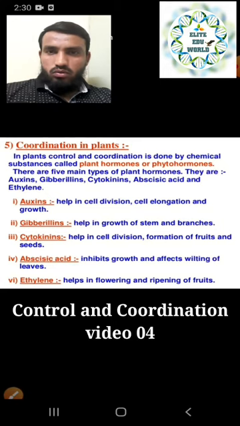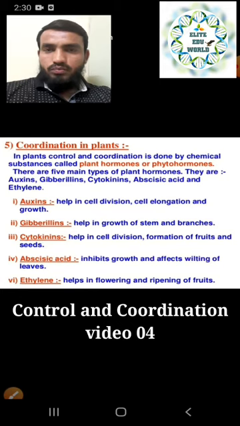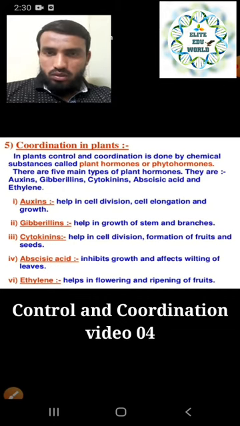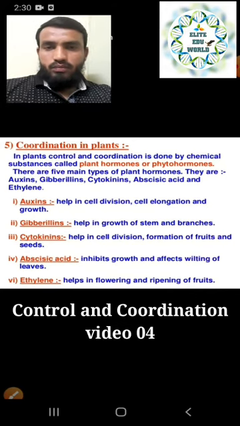So you can now understand how the different things are controlled in the plant: which part needs more growth, which part needs to stop growth, which part needs to grow the seeds, which part needs to be removed from the tree, and when the flower needs to start growing from the buds, when the fruit needs to be ripened. All these things are controlled. There is a control system in the plants, and with the help of this control system, they are controlling different movements in the plant, right?